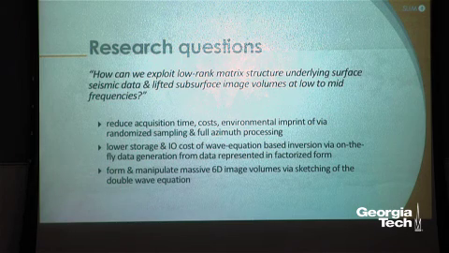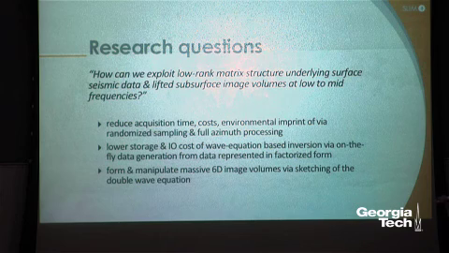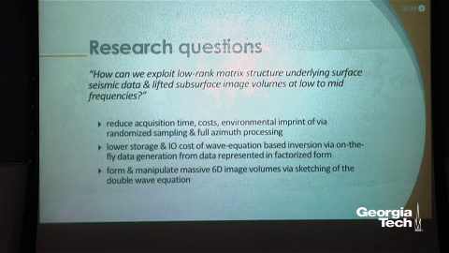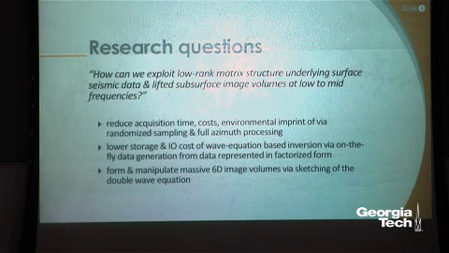Mind you, we're collecting data in 5 dimensions, 2 source dimensions, 2 receiver dimensions, and time, whereas the image of the Earth is 3 dimensions. So there must be some sort of an inherent redundancy, and we're going to try to find ways to exploit that.